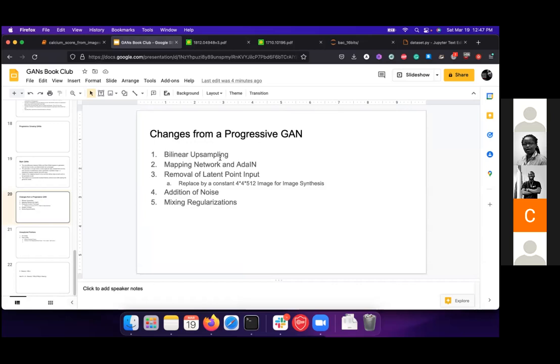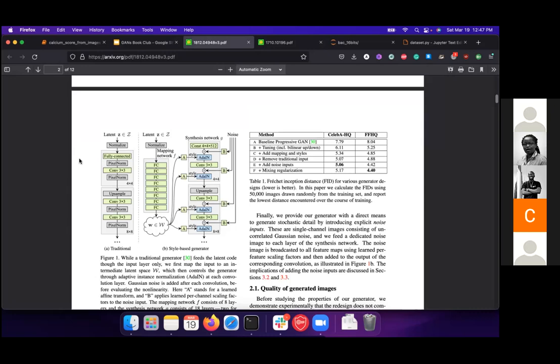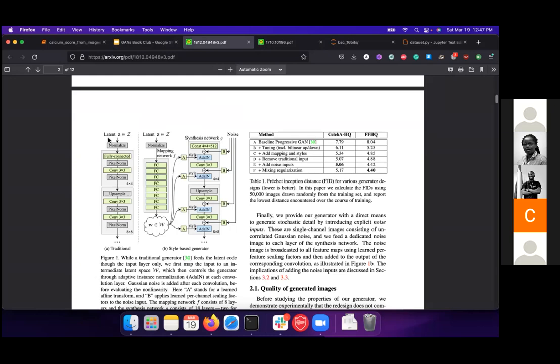The other one is the mapping network and adaptive instance normalization, which I discussed now. Adaptive instance normalization is not in the progressively growing GANs, and this mapping network, which creates the styles, is also not in the progressive GANs. The next one is the removal of the latent point. This is easily recognizable because for the generator network, the input there is a latent point space, Z, but here it's not a latent point space. It's a constant 4x4x512 image or vector. So that is one thing that changed.